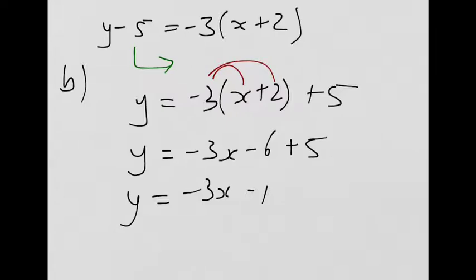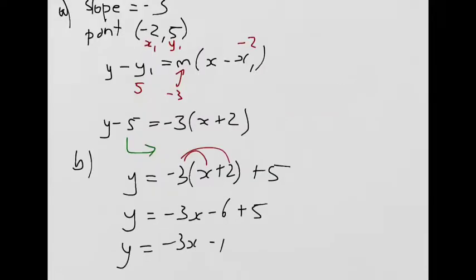Quick quiz. Which point do you think that line would go through? What's the point we used to create the line? -2, 5, this point, right? So if we graphed it, that point should be on the line. That'd be a nice way of testing whether or not this is actually correct. Follow me? So, let's do that.